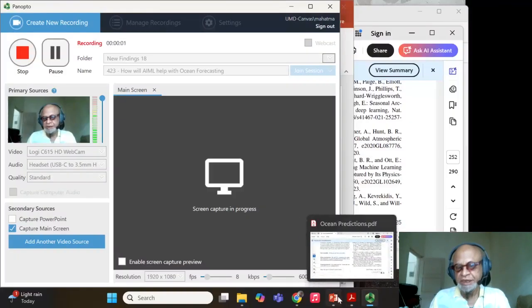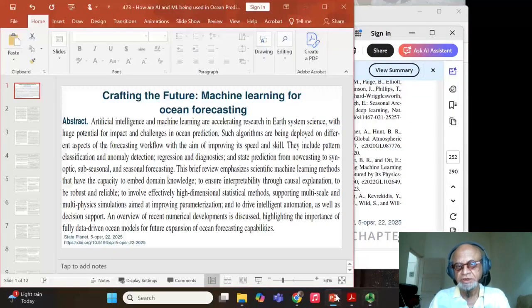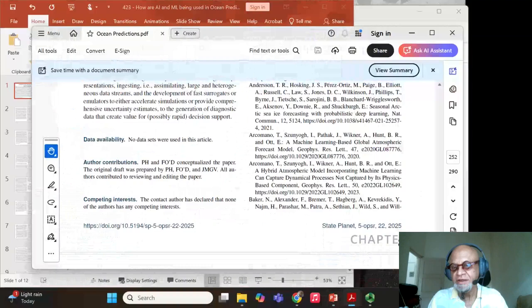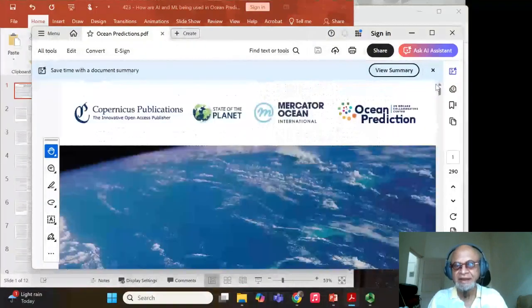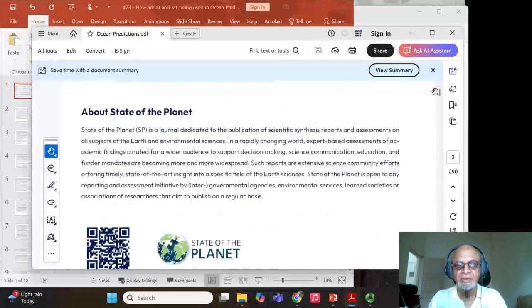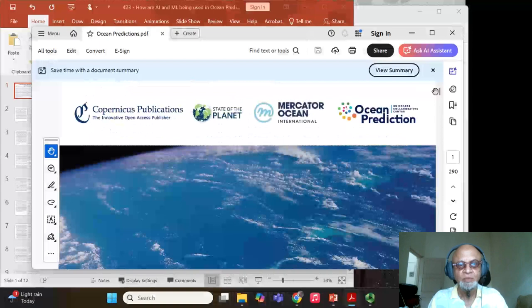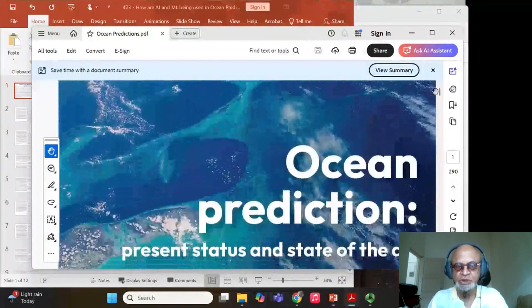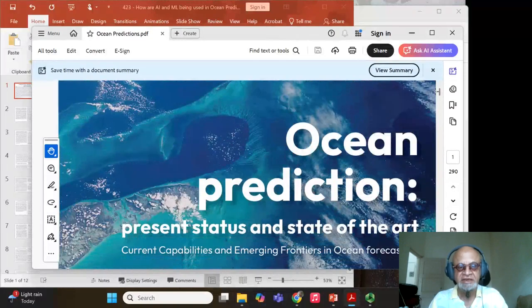So this is a chapter from the overall AIML book, I forgot what it was called. Let me see. This was a book that we just went through very rapidly from Mercator Ocean, Copernicus, State of the Planet, Ocean Prediction, and so on. It was called Ocean Prediction, Present Status, and State of the Art.